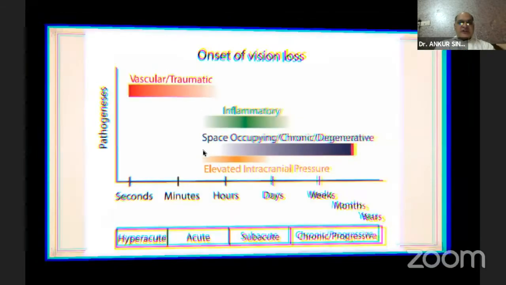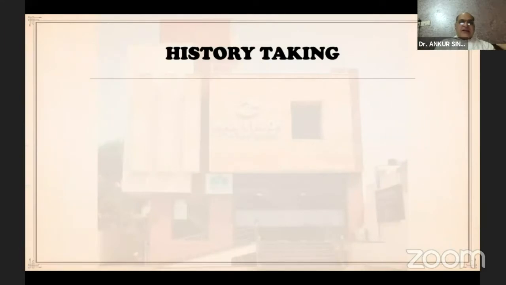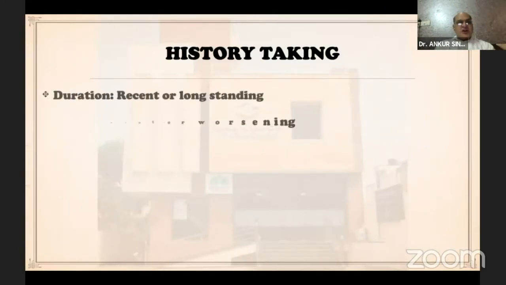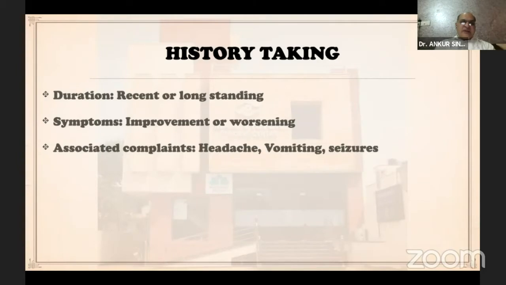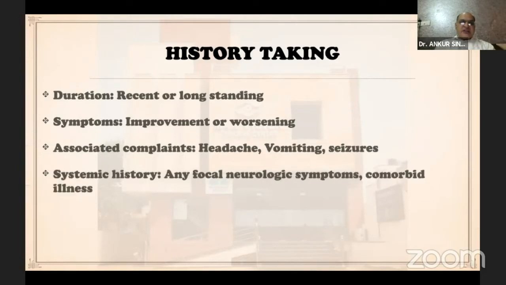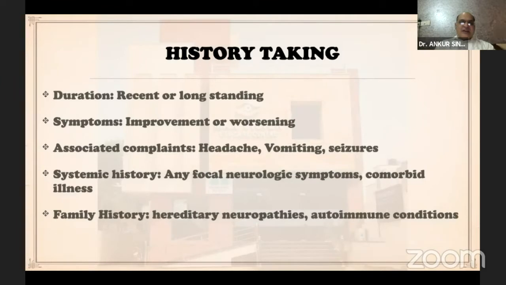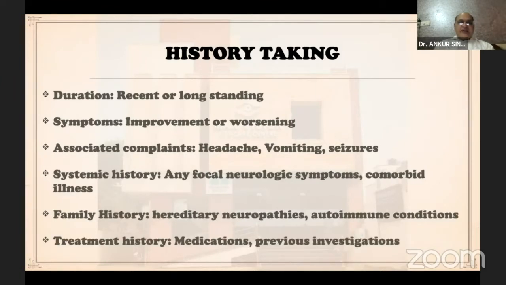The history taking starts with duration of symptoms, whether they are recent or long-standing. Symptoms, whether they are improving or worsening, associated complaints of headache, vomiting, seizures, systemic history of focal neurological symptoms and comorbid illnesses, family history in terms of hereditary neuropathies, autoimmune conditions, and treatment history, whatever has been given, and previous investigations, because sometimes drugs can also lead to neuro-ophthalmic disorders.